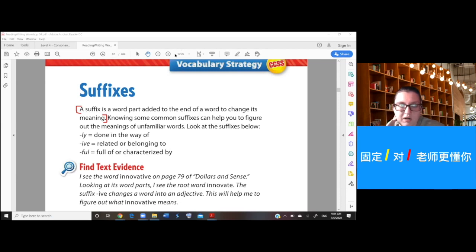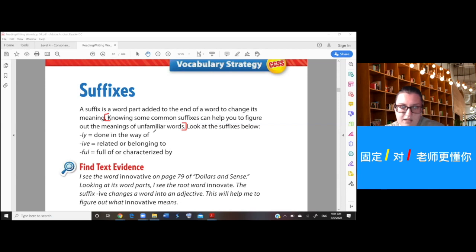So it's part of a word, right? Knowing some common suffixes can help you to figure out the meanings of unfamiliar words.